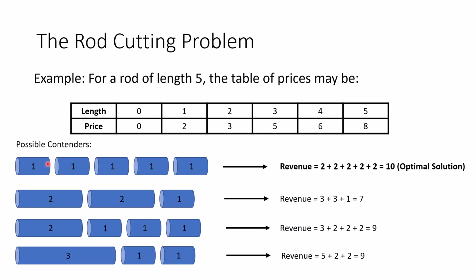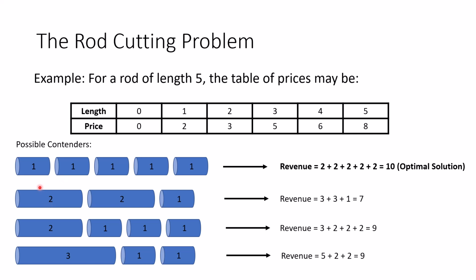A few different examples that I can show here is, we can cut the rod equally such that you have 5 1-length pieces, and if you're to add that up, according to the table, length 1 has a price of 2, so you'd have 2 plus 2 plus 2 plus 2 plus 2, and that should give you 10.